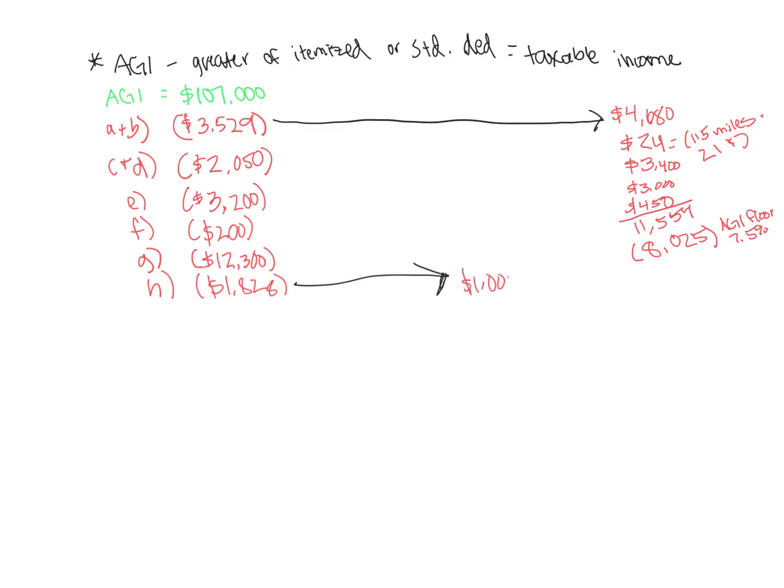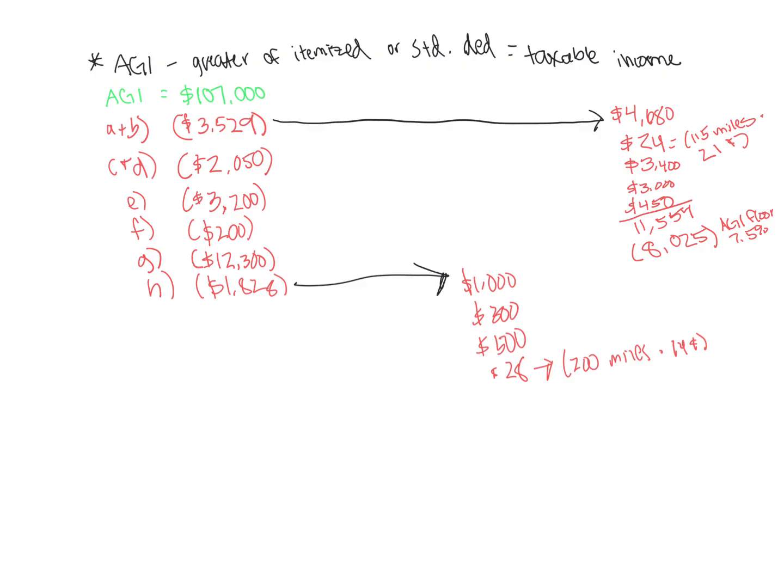so 1,000 plus 300 plus 500 plus 28. That gets us to our 1,828. And then this was 200 miles times 14 cents. And then there was one more activity in here.